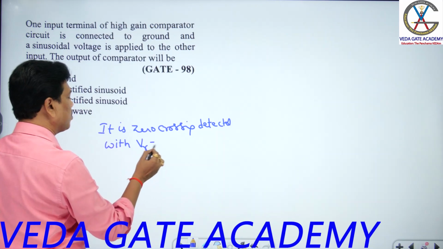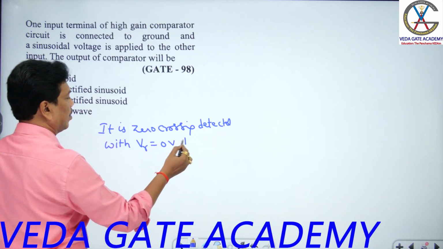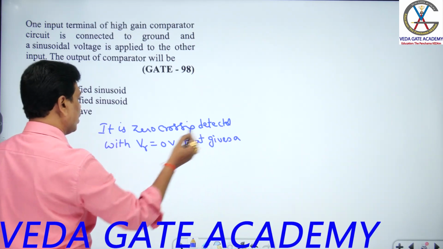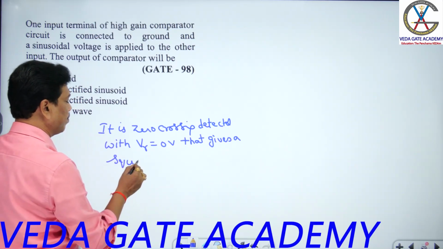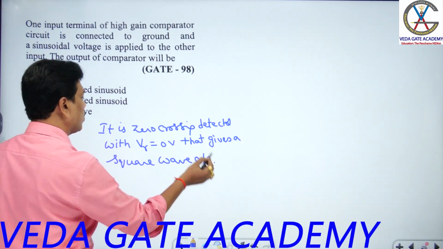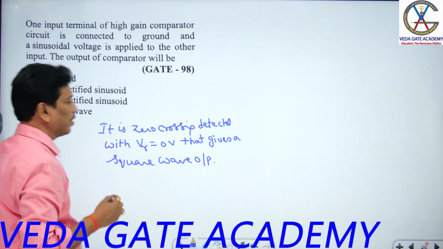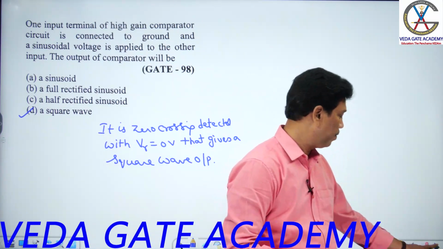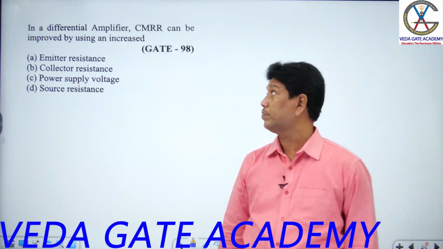One of the inputs is the reference voltage 0. That gives the square wave output, you already know, students. That gives square wave output. The answer is D, option D, square wave output. Okay, next one I will give.